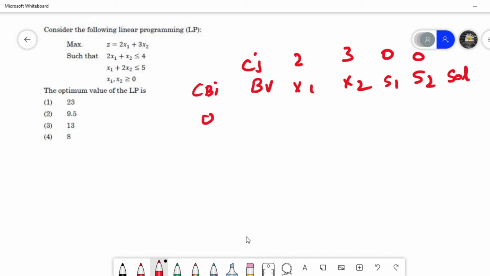Here we are going to replace the leaving variable with the entering variable. Sorry, in the previous table, which one is the leaving variable? S2. Which one is the entering variable? X2. So what is the cost for X2? 3. Okay.